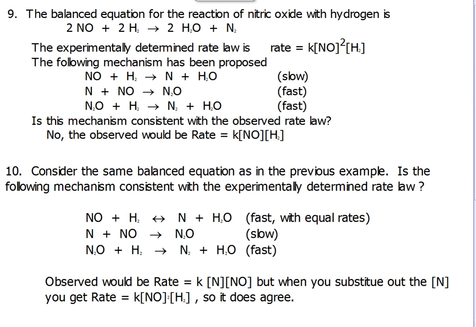We have 2NO plus 2H2 producing 2 waters and nitrogen. Experimentally, they determined the rate, meaning they had data like we've already been doing in the chapter, and they got the rate is equal to k[NO]² [H2]¹. That doesn't match perfectly with the equation, though, does it? Looking at this equation, you would have thought squared, but only one of the hydrogens seems to matter.